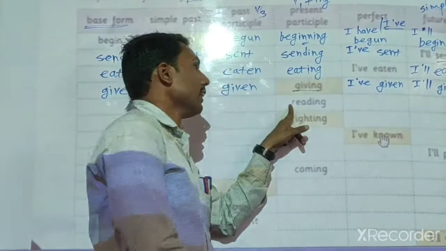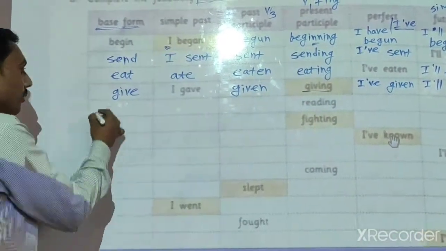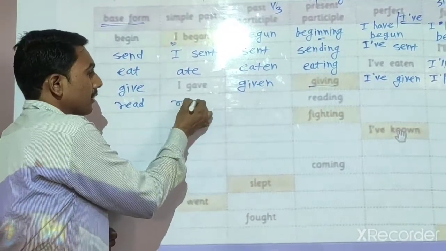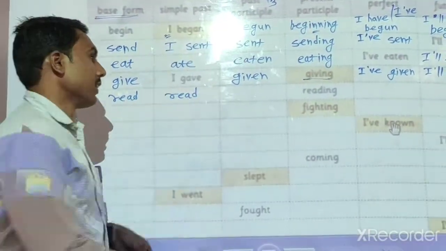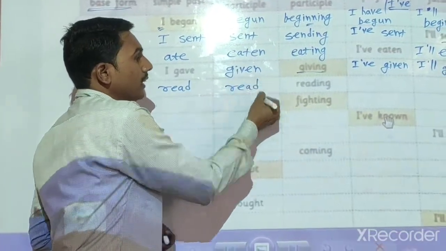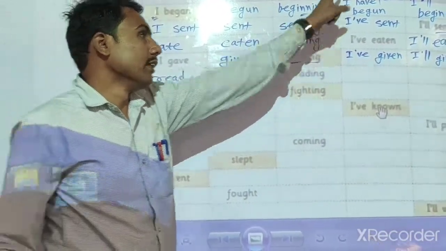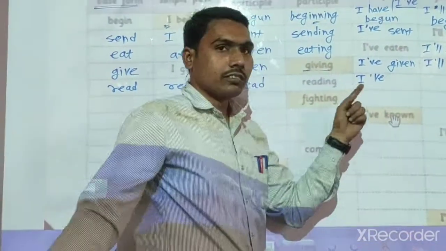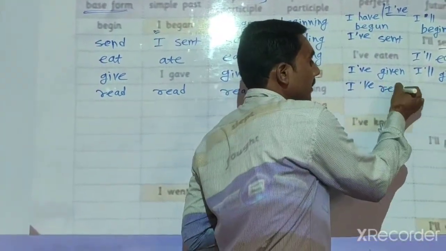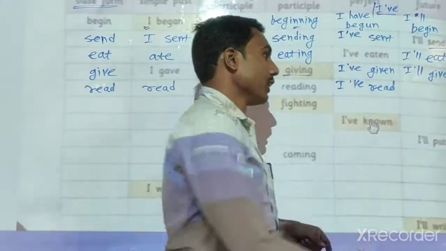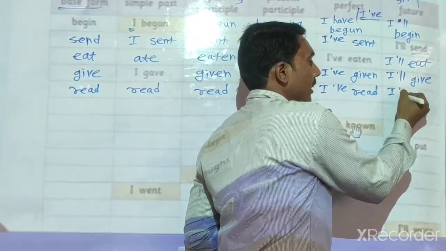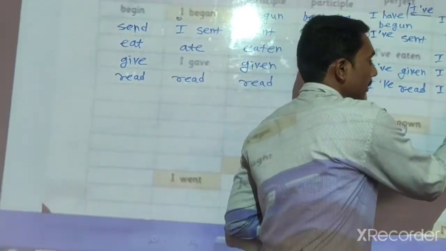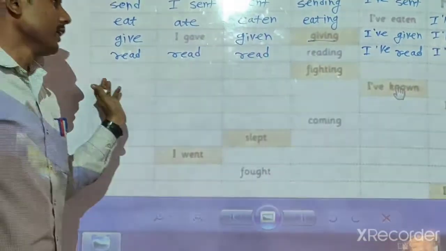Verb is given reading. That is present participle and first form is read. Read. Then also past participle read. Okay. Reading. Then perfect tense. I have read. And then future tense, simple future, I will or I shall. Both are correct. Okay. Read. Provided we want to complete the remaining one.